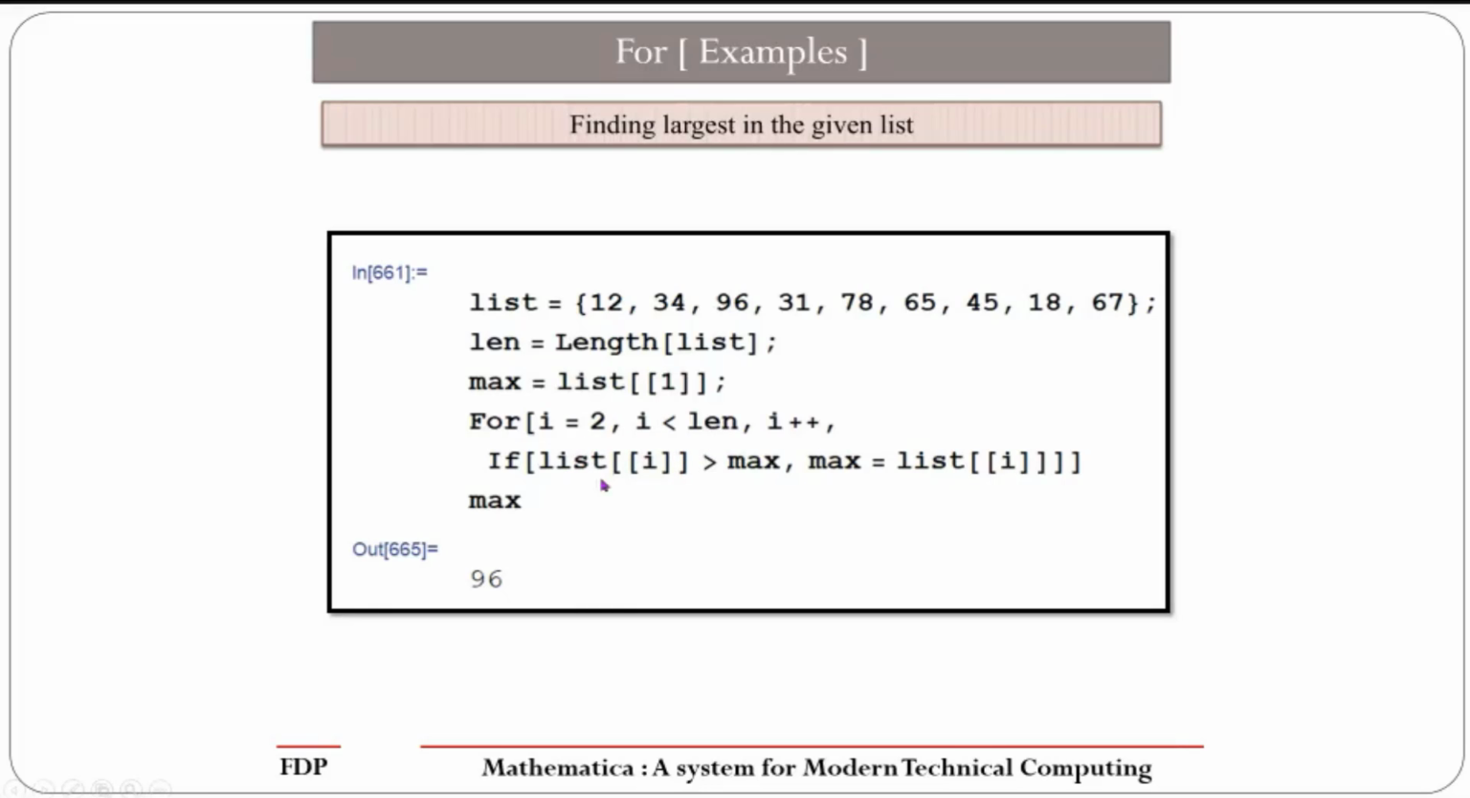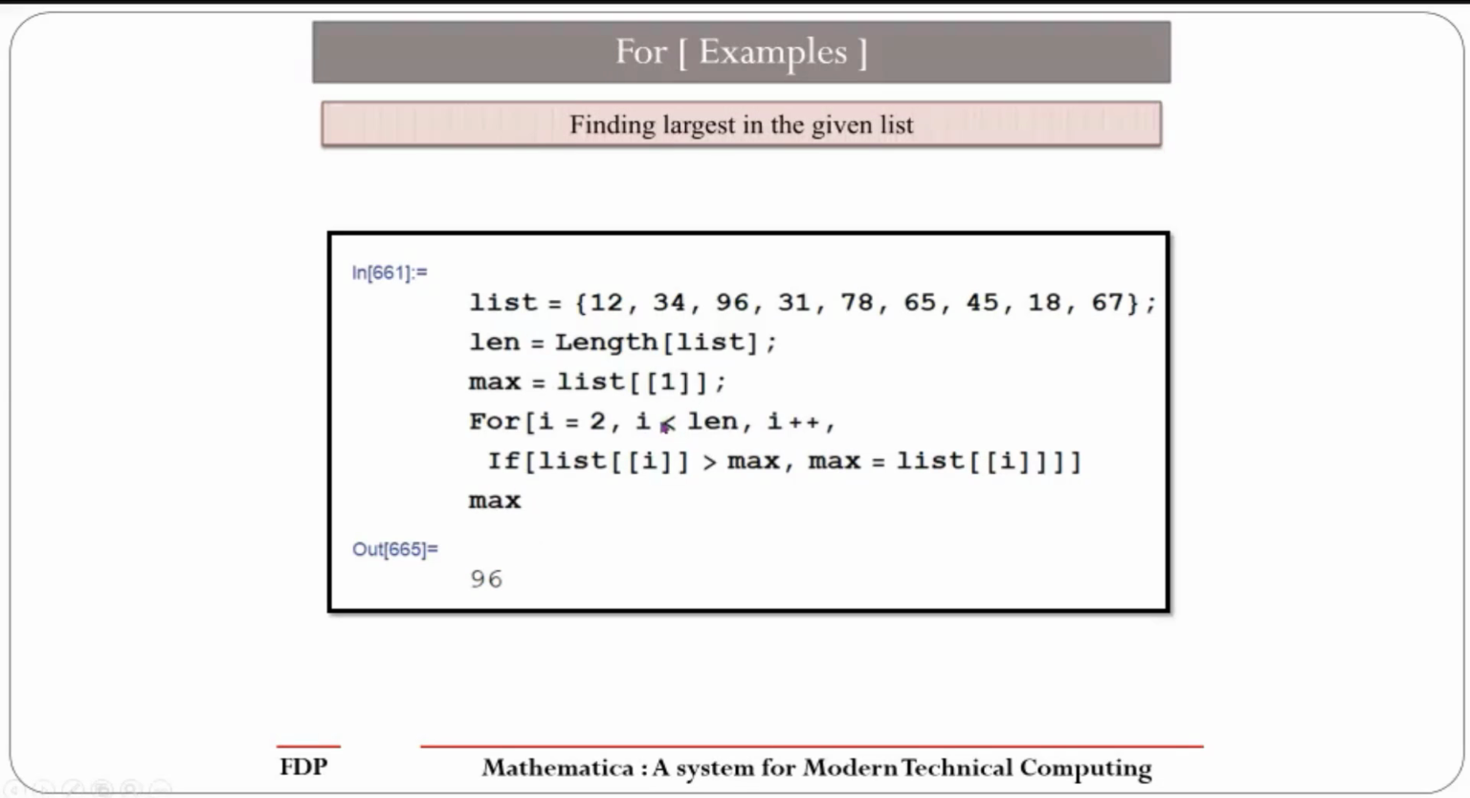So the list element is list of i, that is list of 2, that is 34. Is 34 greater than max? Max is our 12 already. It will check whether it is greater or not. Yes, it is greater. Then it will store the new max value, like this. So this is the working. It will check again and again for all the numbers, and you will store all the values in your updated max, and you will get 96 here, like this.